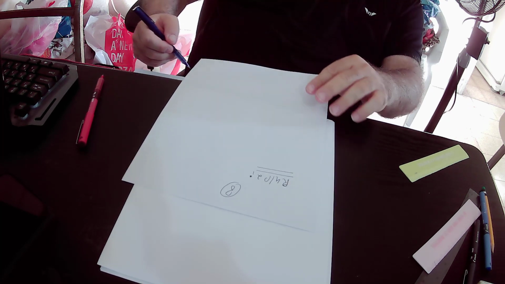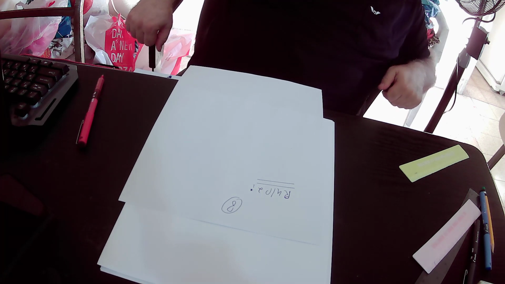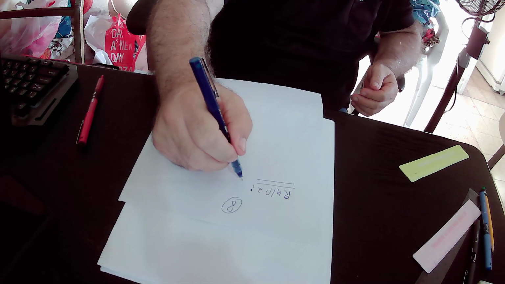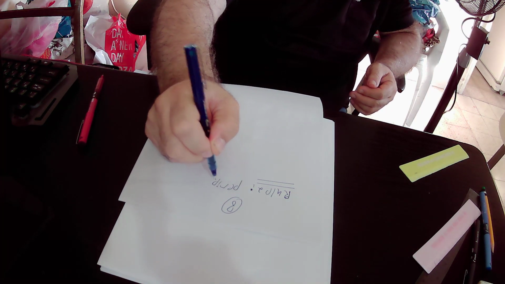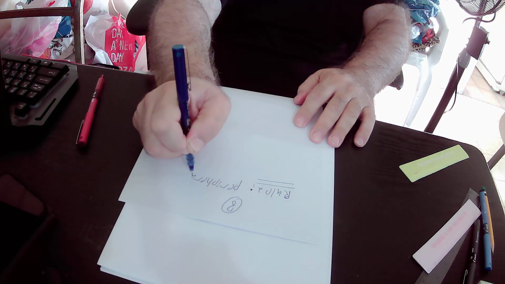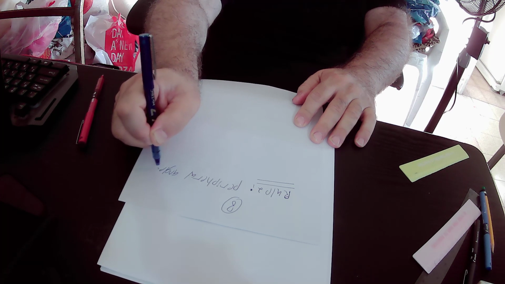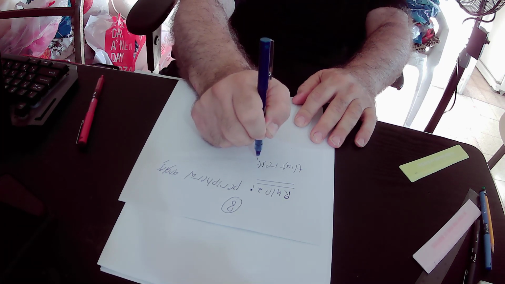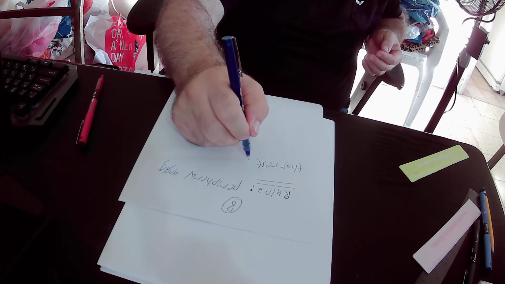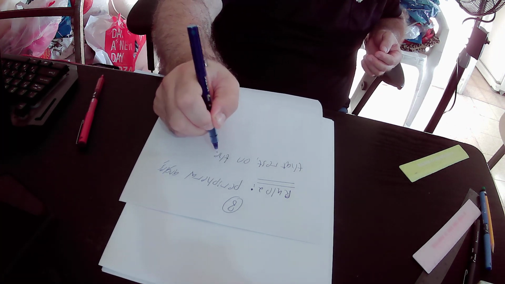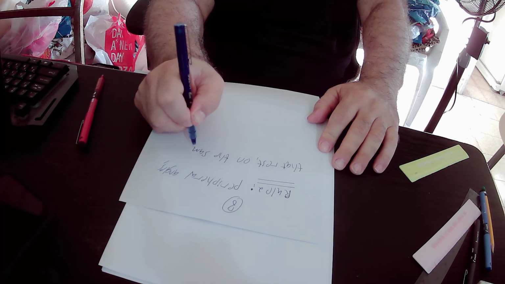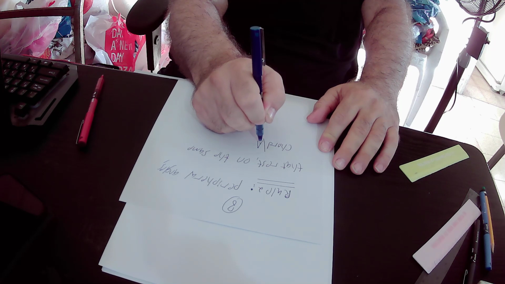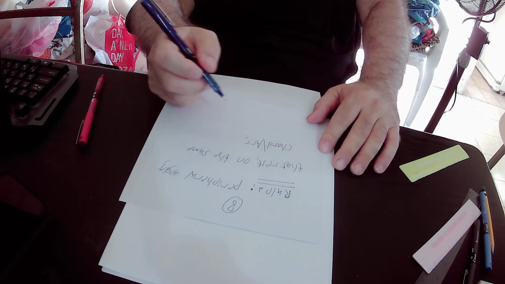Okay, so I write it down. Or we can say that peripheral angles that rest on the same chord or the same arc are equal to each other.